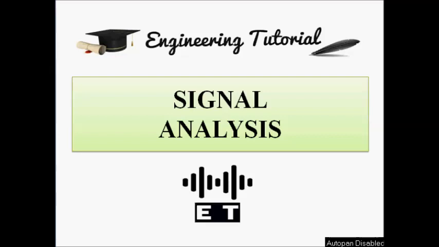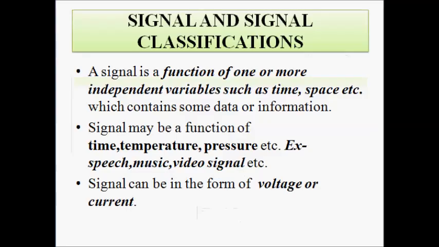So let's get started. The first and most basic thing: what is a signal? What is the definition of a signal? Basically, a signal is a function of one or more independent variables such as time or space, which contains some useful data or information.